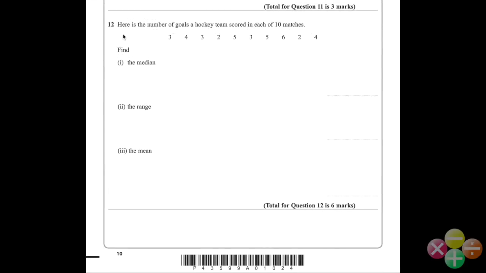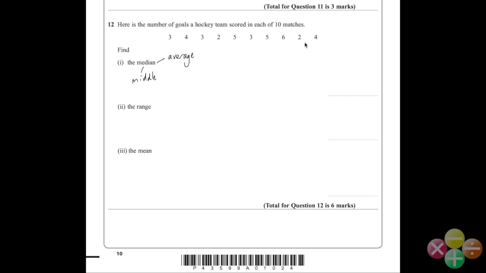Question 12. Here is the number of goals a hockey team scored in each of 10 matches. So here are our number of goals in the 10 matches. Find the median. Now the median is one of our averages, the other two being mode and mean. Now with the median, we're looking for the middle value. Now it's not just as simple as looking along the line and finding the one in the middle. First of all, we need to put them in order of size, smallest through to biggest.